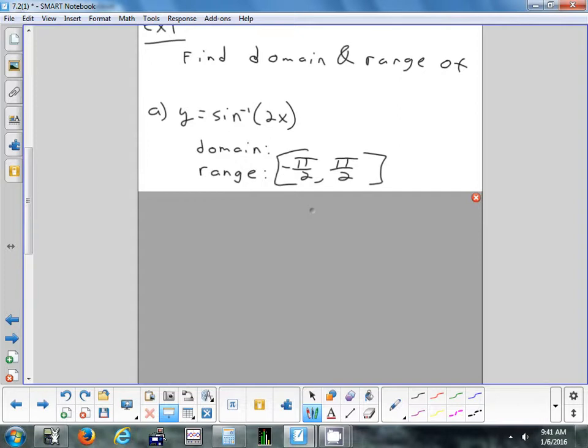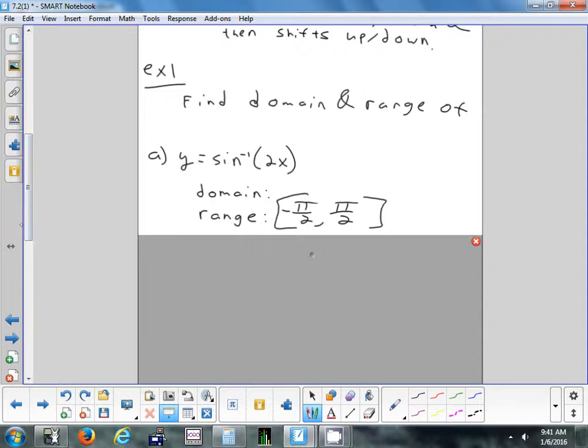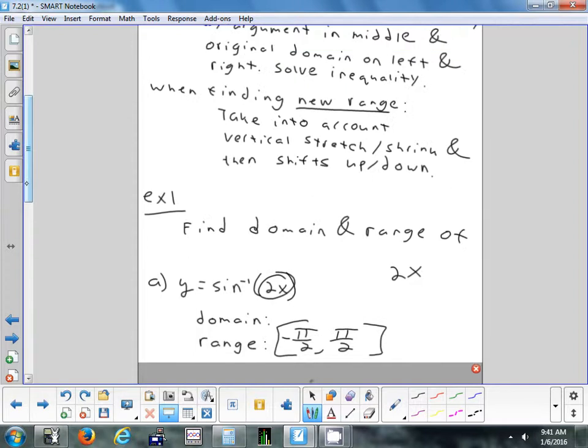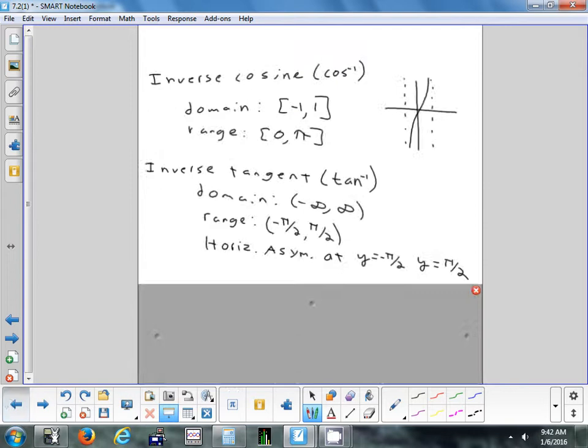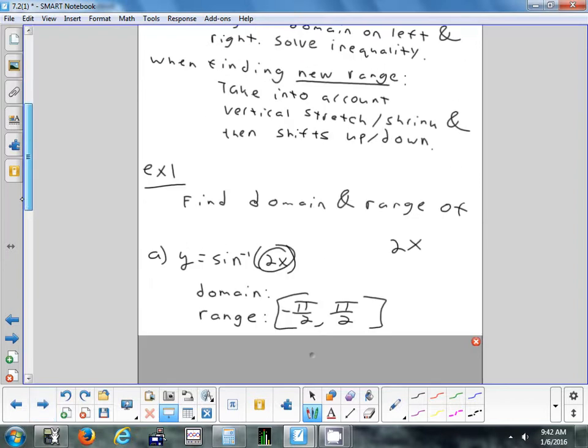And the domain, what does it say to do? Create a compound inequality with the argument in the middle. There's your argument right there. Put the argument in the middle. Put the original domain on the left and the right. The original domain was negative 1 to 1. All right, so I put negative 1 to 1. Always have your inequalities pointing towards the smaller number. And now just solve for x.